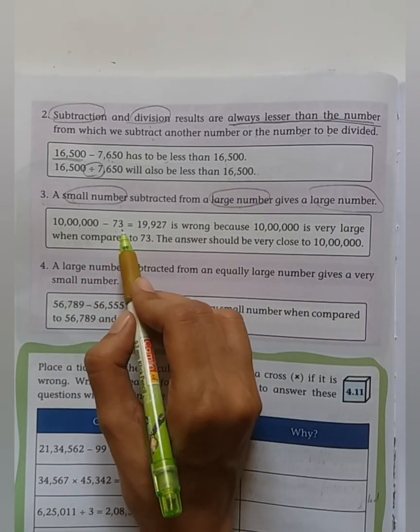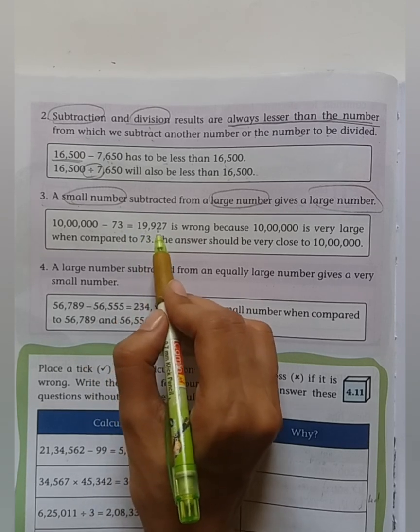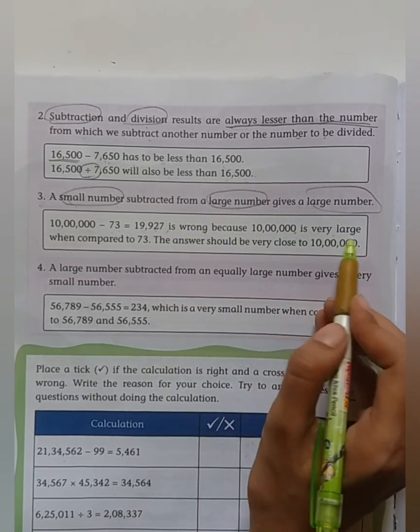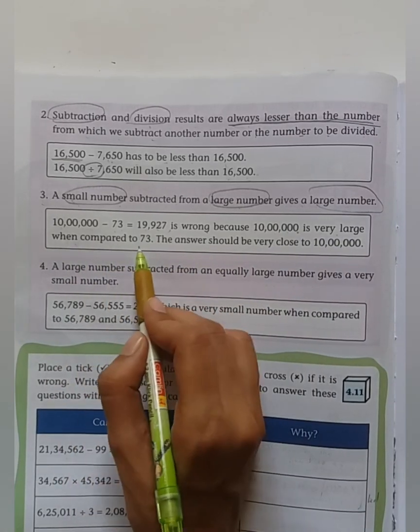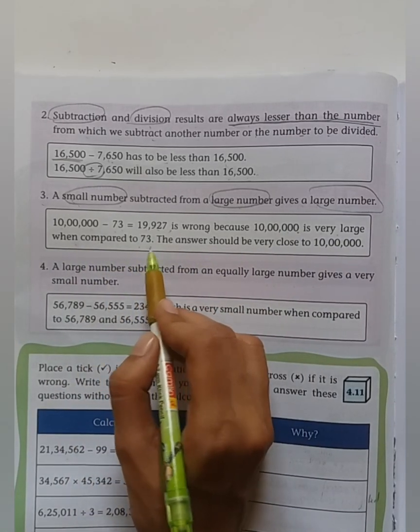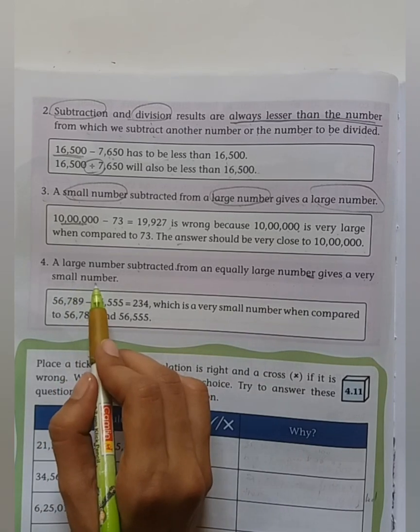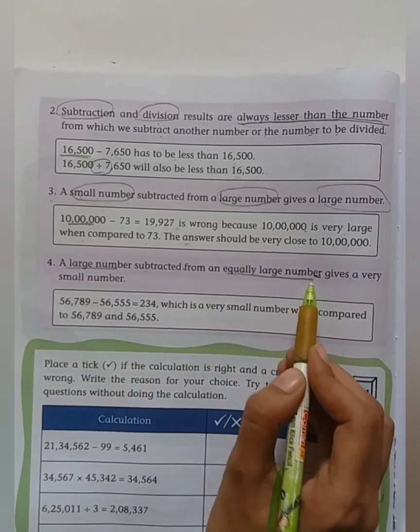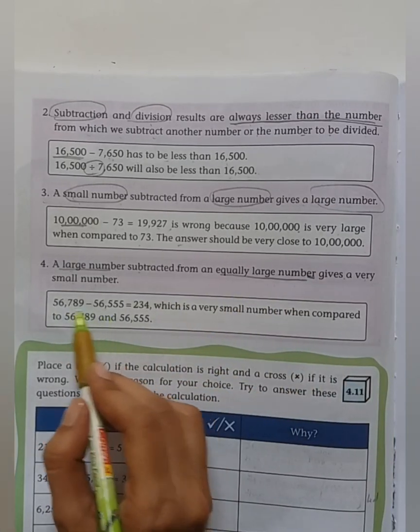So 10 lakh minus 73 is equal to 19,927. It is exactly wrong because 10 lakh is a very large number compared to 73. So the answer should be very close to 10 lakh. See the fourth rule, a larger number subtracted from an equally larger number gives a smaller number. So when we subtract an equally large number, we will get the smaller number.